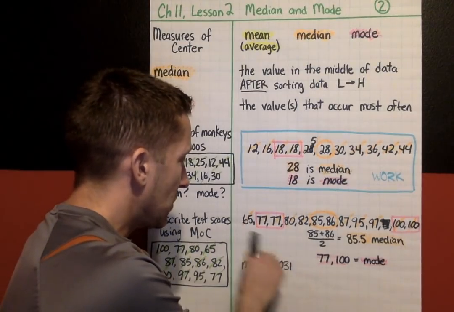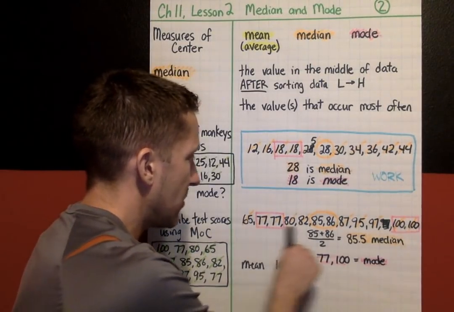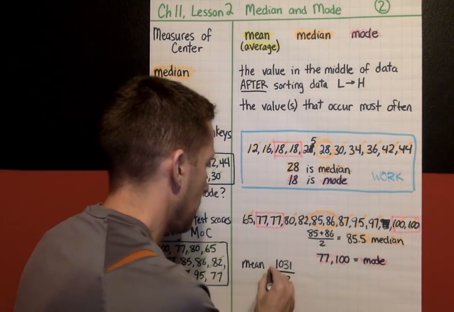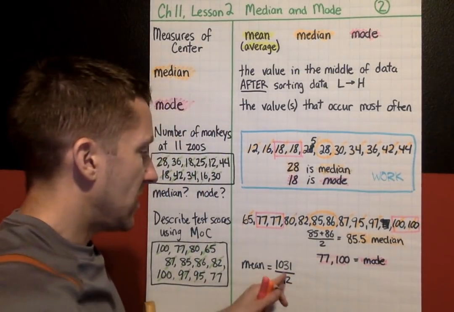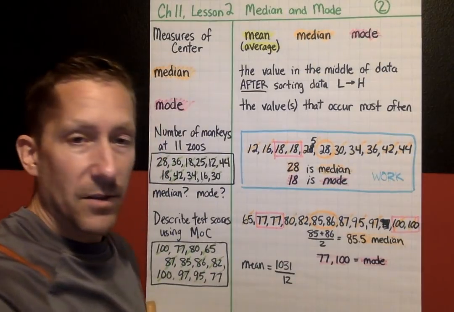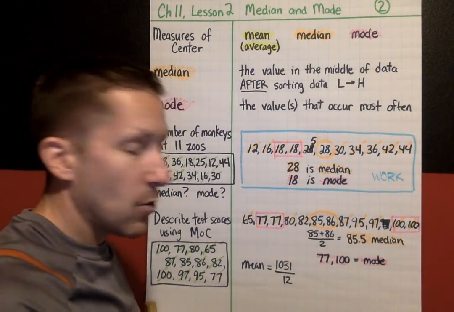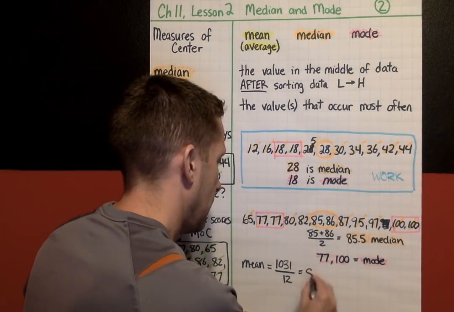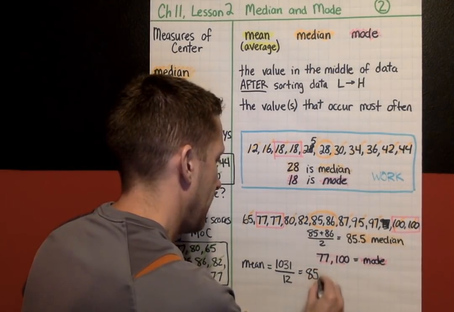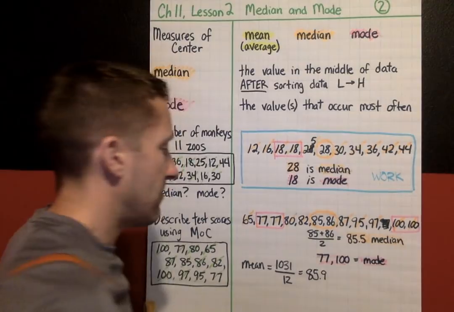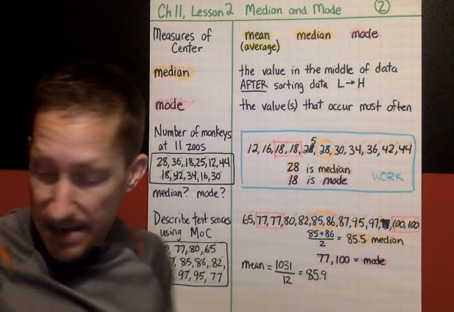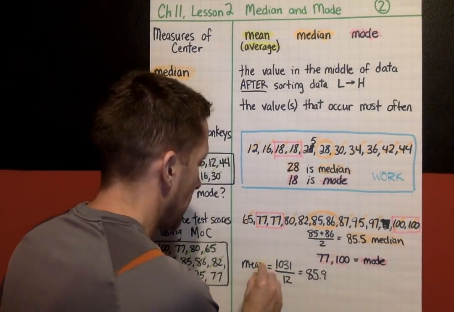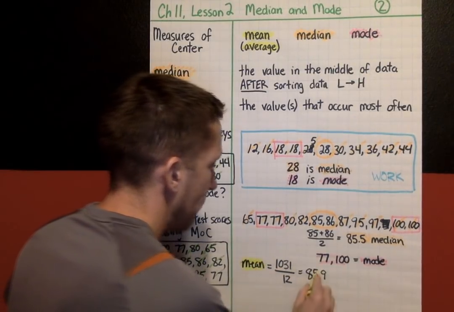So I have the total, 1,031, and there are 12 values. So I'm going to divide that by 12. This goes back to lesson 1. So I type this in my calculator, 1,031 divided by 12, and I get 85.9 if I round it to the nearest tenth. So that would be my median, or I'm sorry, mean, or average.